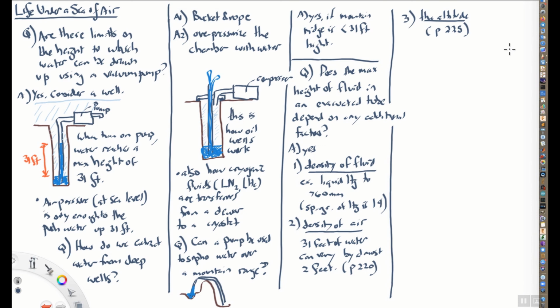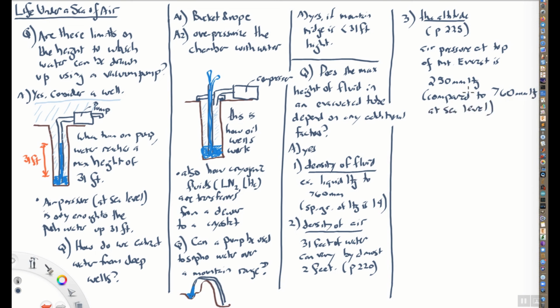To give a sense of how much the air pressure varies, I looked this up, that the air pressure at the summit of Mount Everest is only enough to support about 250 millimeters of mercury. And this is compared to 760 millimeters of mercury at sea level. So in other words, the atmospheric pressure at the top of Mount Everest is about 1/3 of what it is at sea level. So that's why it's very difficult to breathe, and oftentimes people need oxygen when they're hiking up to the top of Mount Everest.